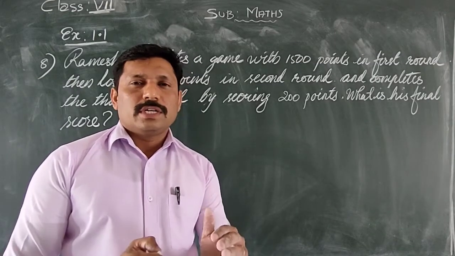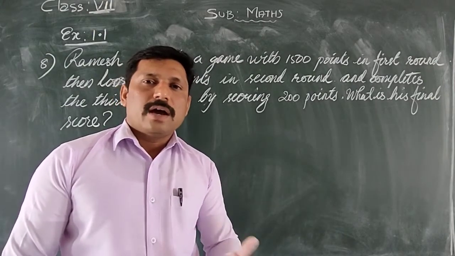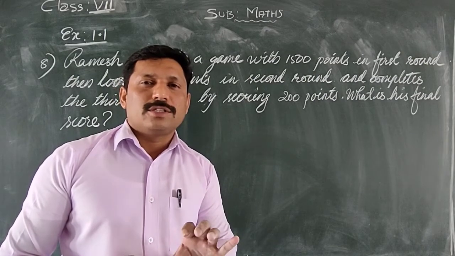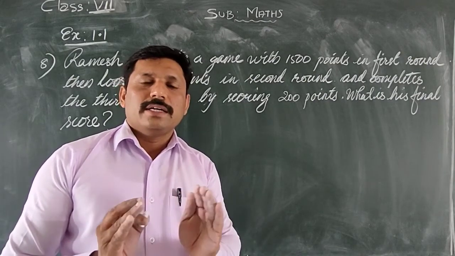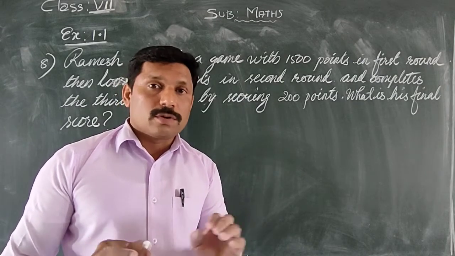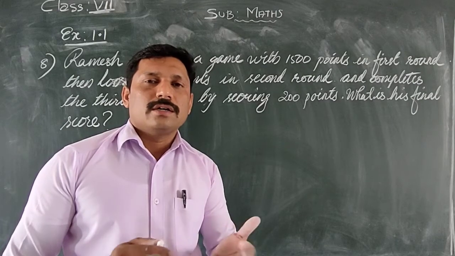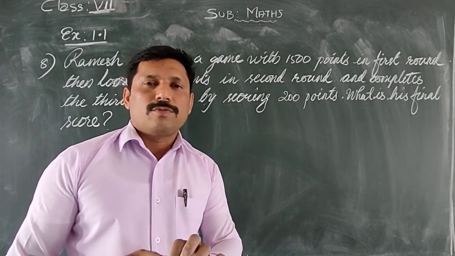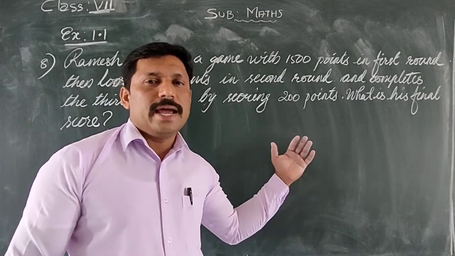In the seventh question, three questions are there: A, B, and C. A and B I have solved here, and C is homework that is given to you. So you have to do it yourself. That is simply division only. Everybody knows the rules of division, so you can do that according to the rules and find out the answer. So seventh question C is homework for everyone. Do that. Now we are going to solve the eighth question.